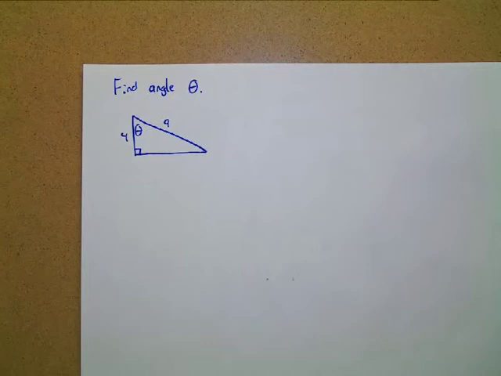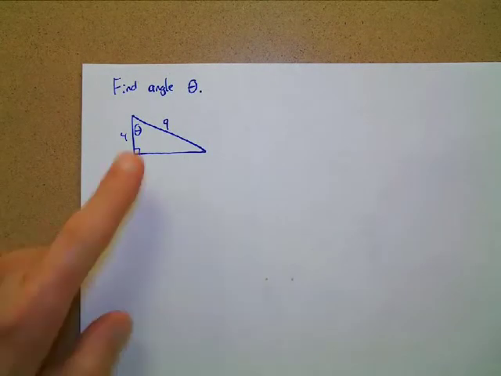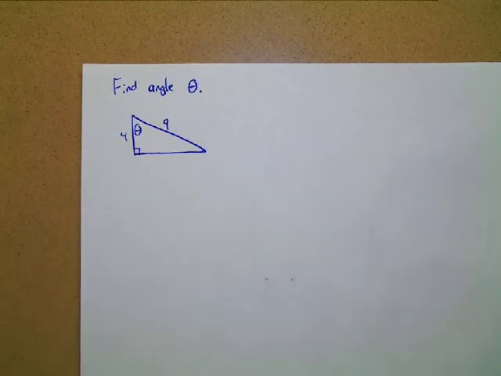Well, we want to find angle theta. So that's supposed to be a 9 there. So what trig ratio do we want to use to relate all these pieces of information? We have an angle. We have this side 4 and the hypotenuse of 9 there. So what trig ratio would be a good choice to use here?